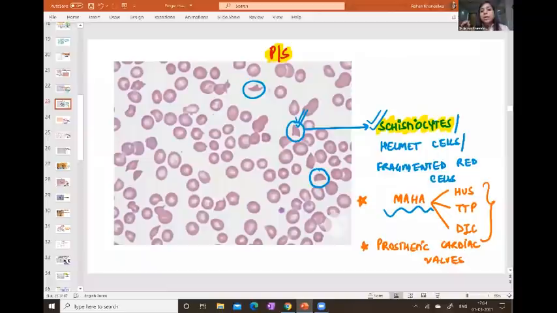Another thing, they can also be seen in a prosthetic cardiac valve. So a question can be: a patient with aortic valve damage has got an aortic valve replacement done. What will the peripheral smear show? The answer is going to be schistocytes, right? So this is how we identify schistocytes.